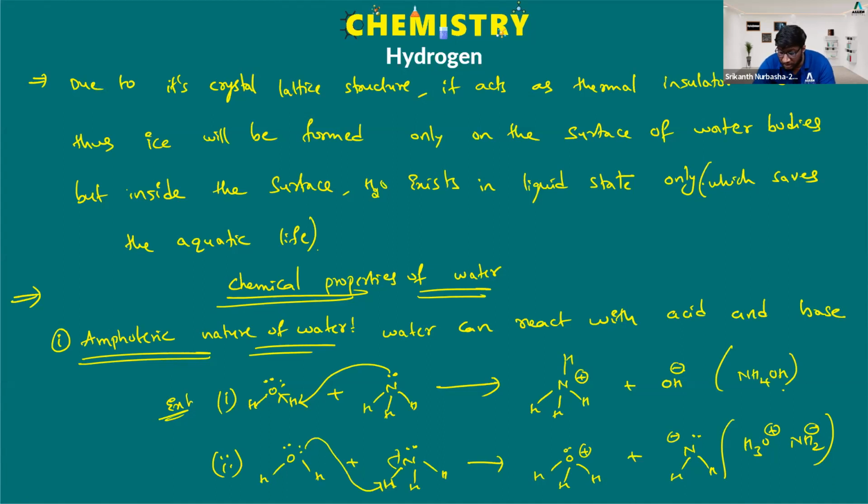If you take the first reaction, ammonia is acting as a base. If you take the second reaction, water is acting as a Lewis base. An electron pair donor is a Lewis base. Which reaction is correct?